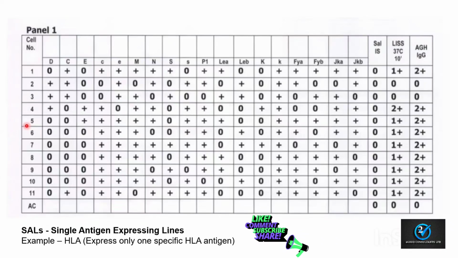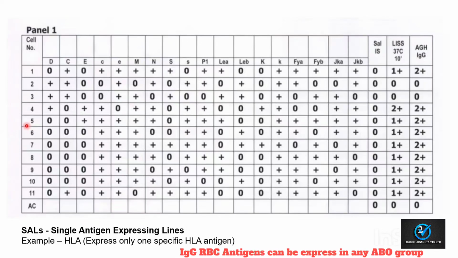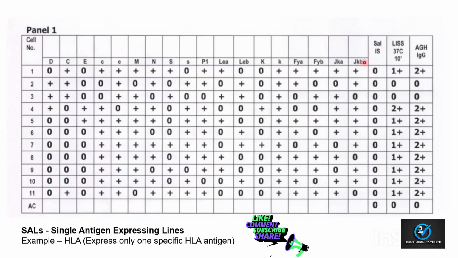If D antigen can be found in blood group A, in blood group B, in blood group AB, in blood group O, what it means is that IgG antigens do not have any respect for the blood group. Do you understand? I'm saying that this antigen can be seen in blood group A, B, AB, and O. So when it comes to IgG antigens, it's not a respect of blood group. Do you understand me? So the thing that is respect of blood group in determining the blood group is IgM.